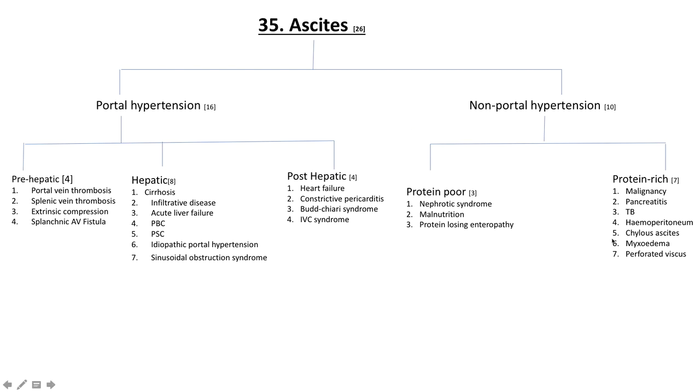So protein poor, we think about things like nephrotic syndrome, malnutrition, protein losing enteropathy, versus protein rich, where we're thinking about probably a malignant process or something infective or autoimmune, like pancreatitis fits in there, TB, hemoperitoneum, chylous ascites, mixed edema, or perforated viscus, right? So that gives us about 10 causes of non-portal hypertension associated etiology, about 16 portal hypertension associated etiologies, giving us a whopping 26 causes of ascites, right?